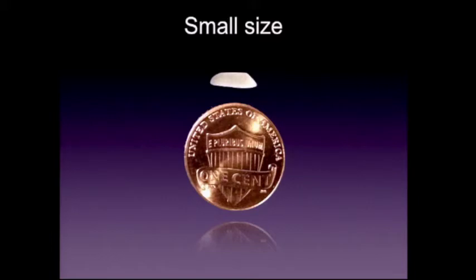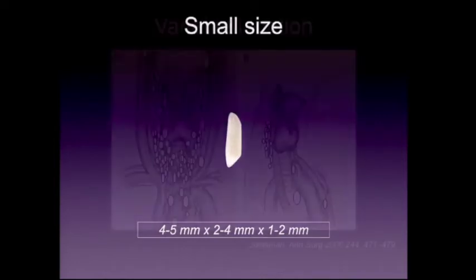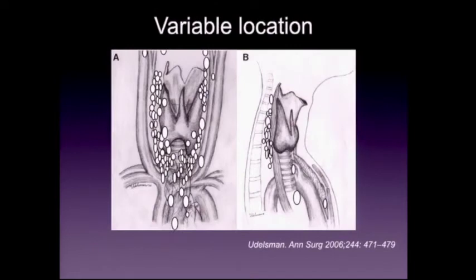Here's a grain of rice being compared to the size of a penny, so not very big, averaging about 4 to 5 by 2 to 4 by 1 to 2 millimeters. Not a large structure, but still within the spatial resolution of ultrasound. So why do we have trouble seeing them? Well, one other reason is variable location.